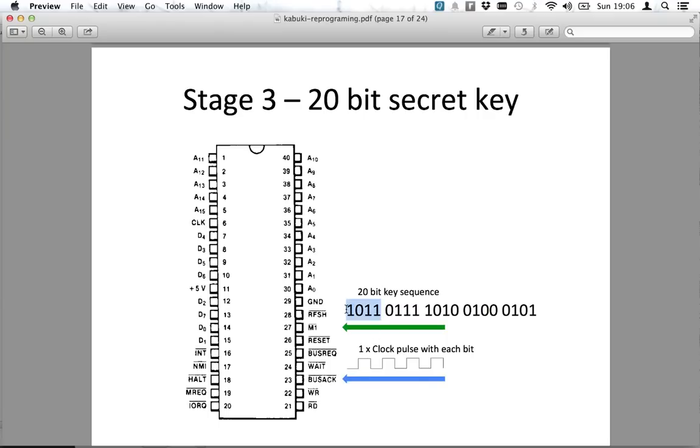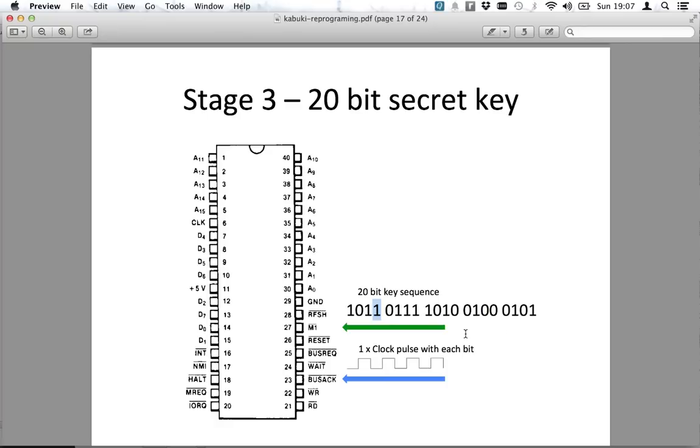So you set M1 to high, and then you do a clock pulse, high, low. Then you do a low, zero, and you do another pulse. You do a high, another pulse. You do a high, another pulse, and so on, 20 of them.